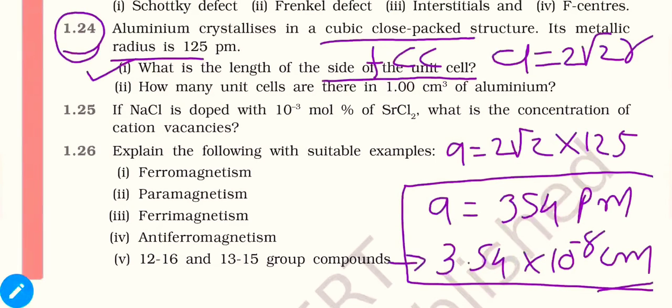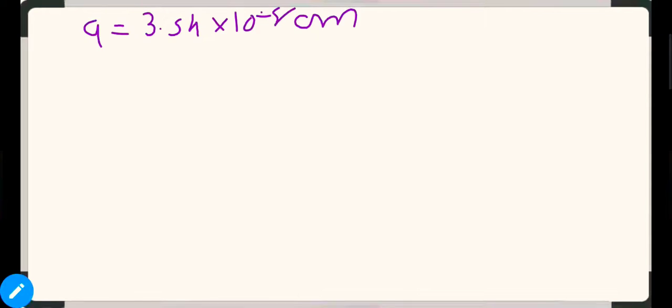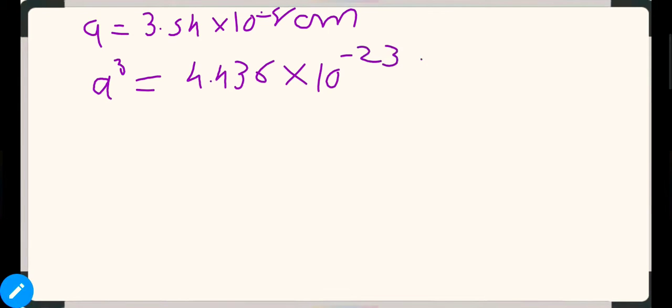Now we will use this value in centimeters because the total volume is mentioned in centimeters for the second step of calculation. So let us discuss the second step. Now the edge length is 3.54 into 10 raised to minus 8. So the volume of the unit cell will be the cube of the edge length. That means it will be 4.436 into 10 raised to minus 23 cubic centimeters. So this is the volume of one unit cell.